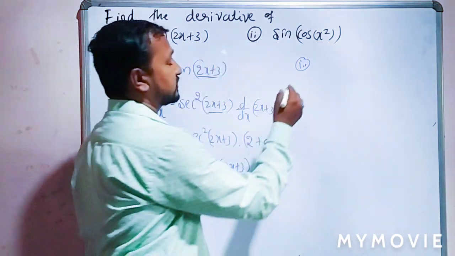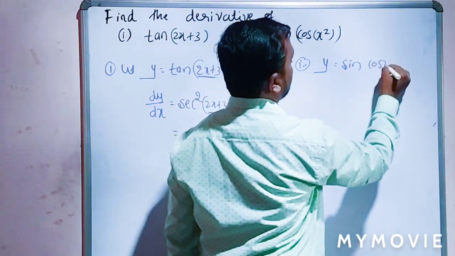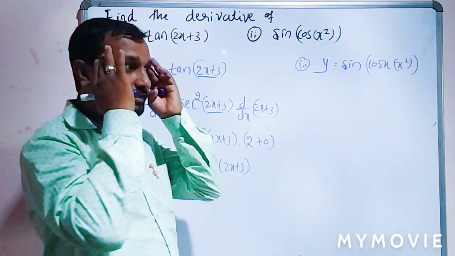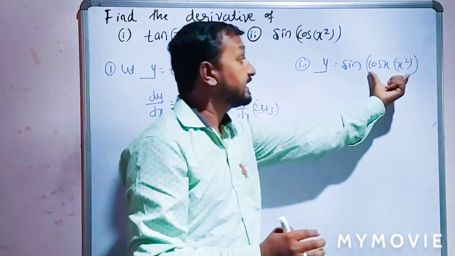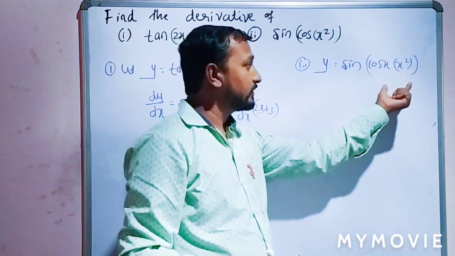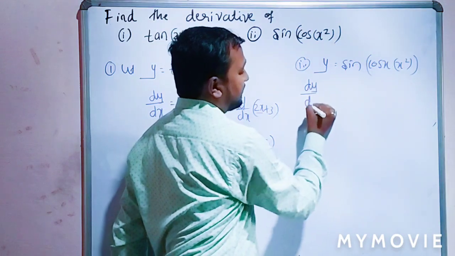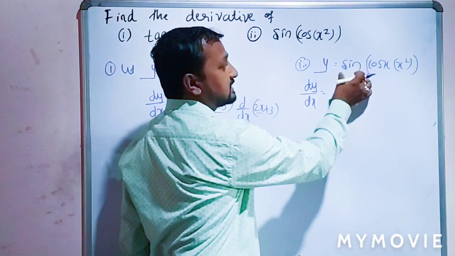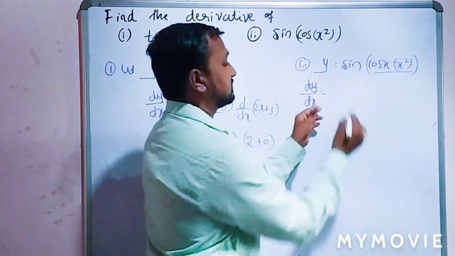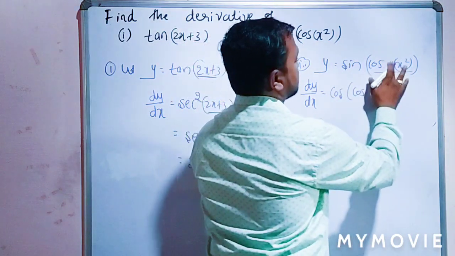Okay, see that. Here, this is of the form y is equal to sine of cos of x square. First, keep in your mind, this is of the form sin x, the whole function should be taken as x. Then again, instead of x, differentiate again once. So what is the derivative of this function? dy by dx equal to, what is the derivative of sin x? It is cos x. Cos of, what is your x? x is cos x square.